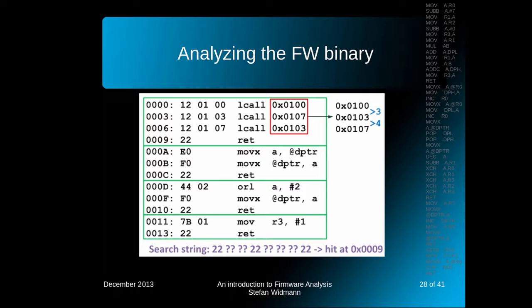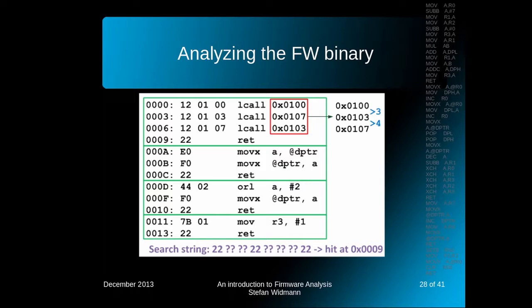The second part of the search string encodes the second subroutine with 4 bytes. So we have wildcard, wildcard, wildcard, and again a return. Okay, in this simple example, we get only one hit. Perfect. We get a hit at address 9. But we do not want the address of the return, we want the address of the subroutine, so we are not using the 9, we are using the A.